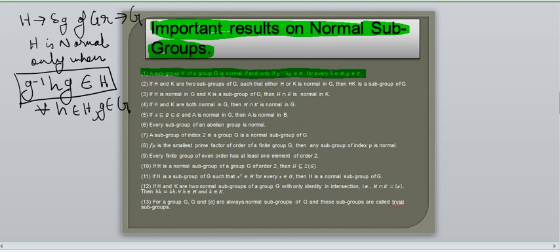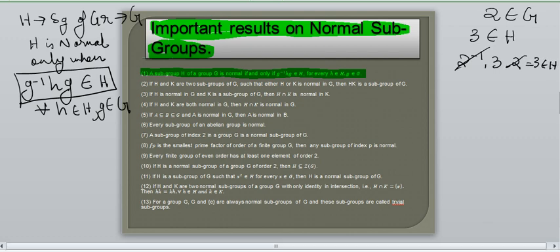If I give you an example with numbers, let's say I take a number 2 from the group G, and a number 3 from H, such that 3 belongs to H and 2 belongs to G. If I do 2 inverse into 3 into 2, then what do I get? This and this cancel away. This is equal to 3, and that belongs to H, right? Then the subgroup is normal.